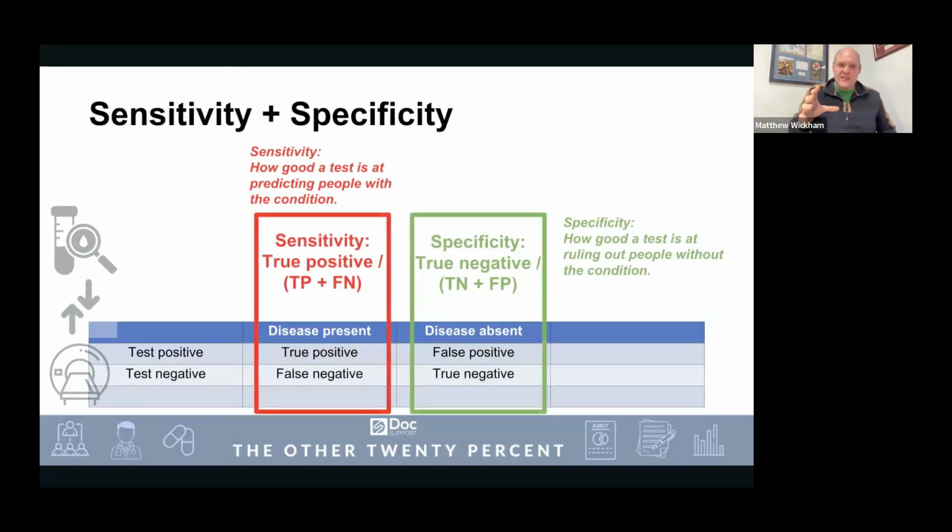So your sensitivity is how good the test is at predicting people with the condition. You're looking at that true positive and you want that percentage over the whole column. So how many false negatives, how many people is that particular investigation missing out? Then your specificity is how good it is at ruling people out of the condition.